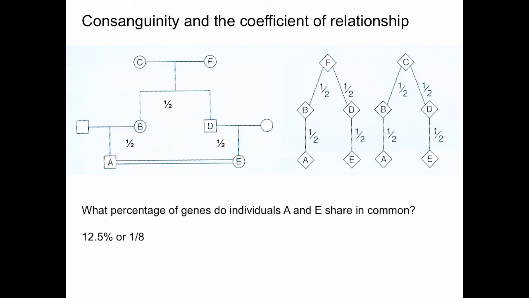The other is to actually calculate the coefficient of relationship. And what you would do is you would say, what is the relationship between A and E to each beginning point on the family tree? So A shares half of the genes in common with B. B shares half of the genes in common with F, that grandparent. F shares half of the genes in common with D. D shares half of the genes in common with E. And then do the same thing for the other side of the family tree, going to that grandparent. So you got a half times a half times a half times a half. That's a 16th plus a half times a half times a half times a half, a 16th. So 1/16 plus 1/16, a 2/16, or 1/8.